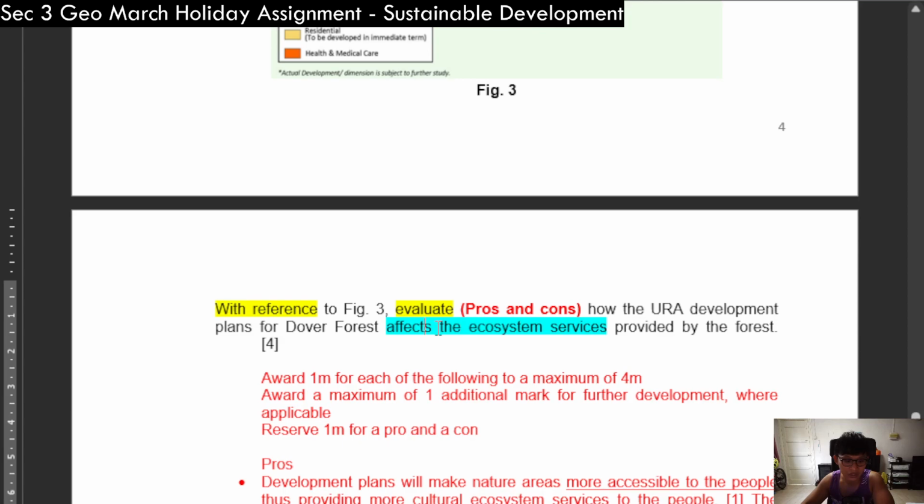based on the ecosystem services it provides. So award 1 mark for each of the following, up to a maximum of 4 marks.